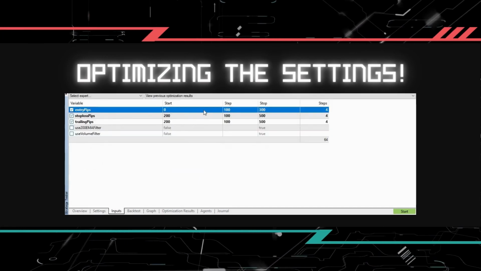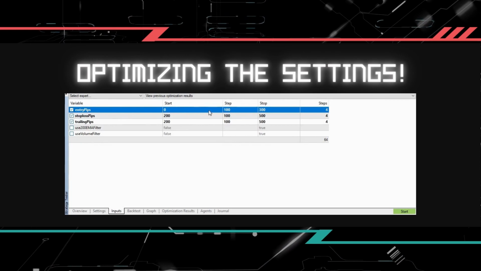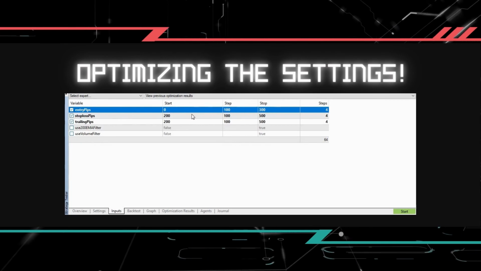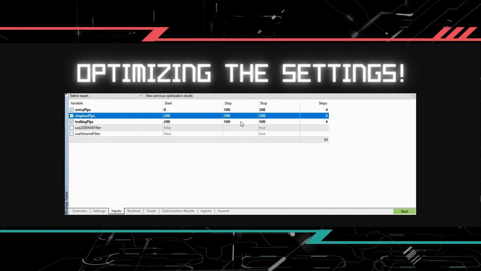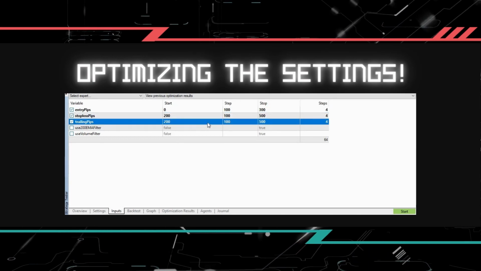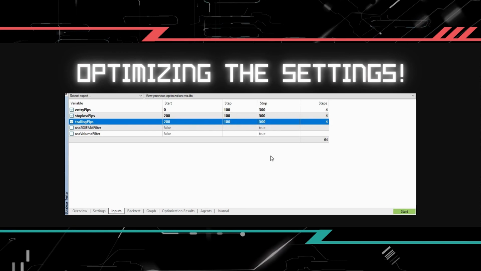For entry level, we will start from 0 and increase it by 10 pips until it reaches 30 pips. For the stop loss level and trailing stop level, we will start with 20 pips and end with 50 pips with an increment of 10 pips each time. Let us start the backtest.